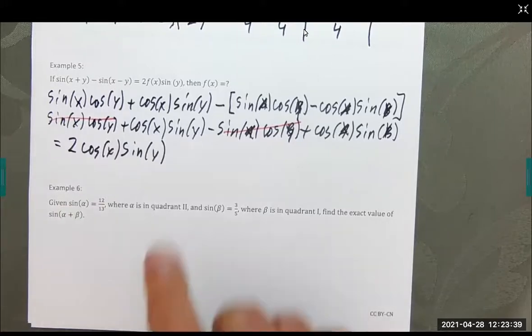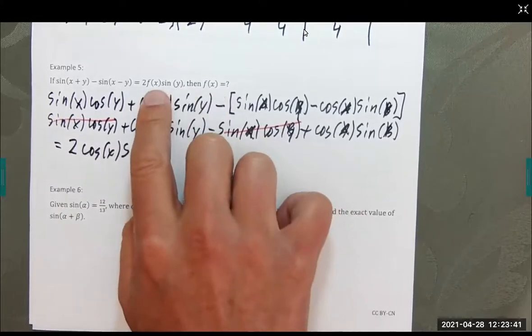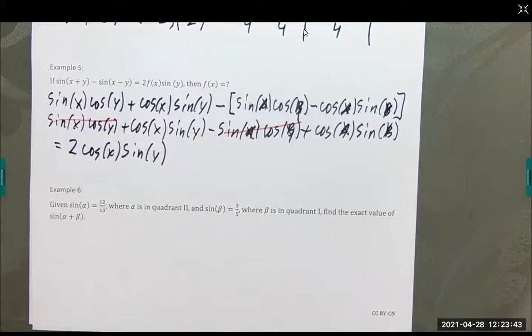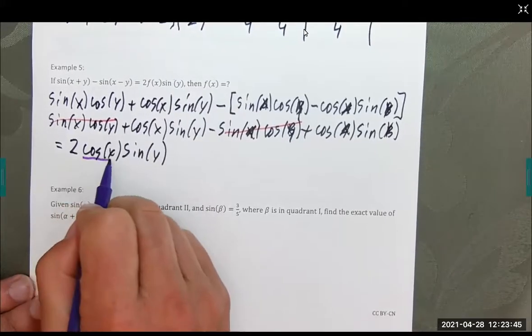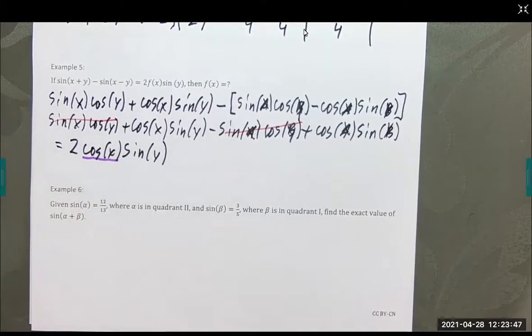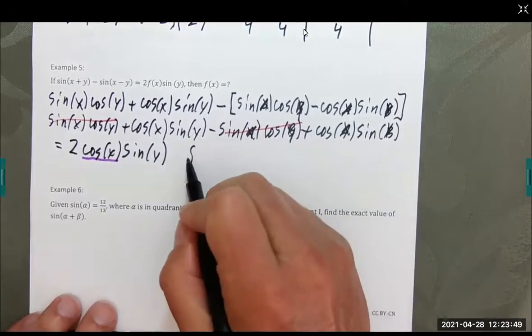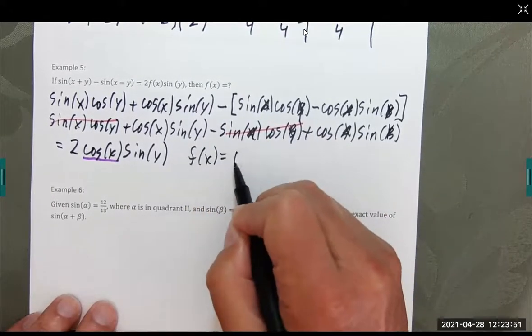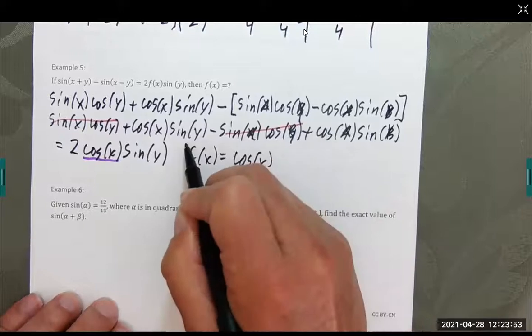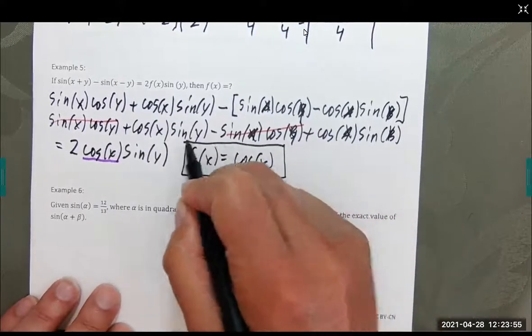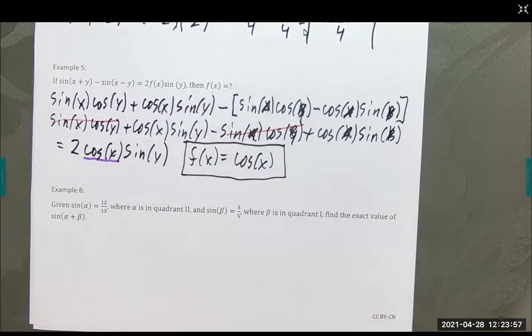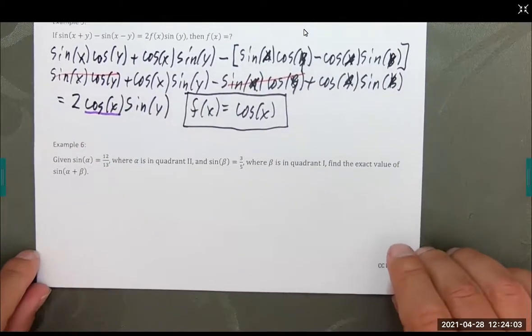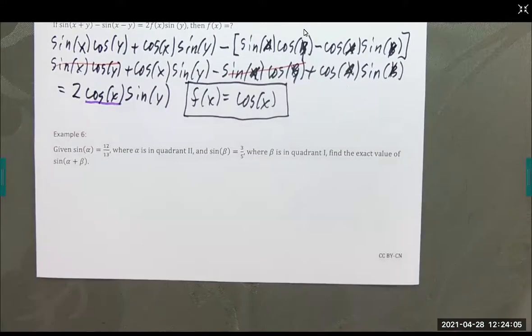So when we're looking for f of x here, what is that function of x? It's right there. We can see it. So f of x, in this case, is the cosine of x. All right. Next up.